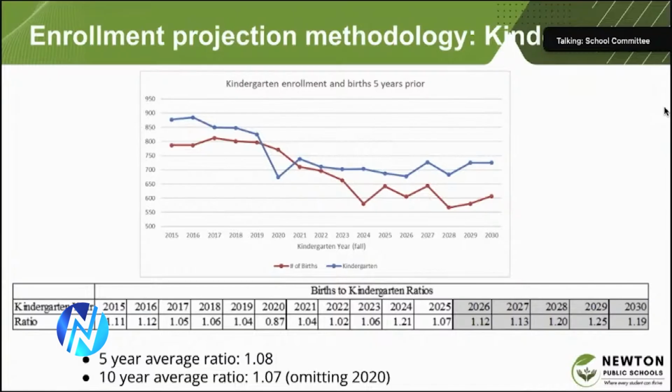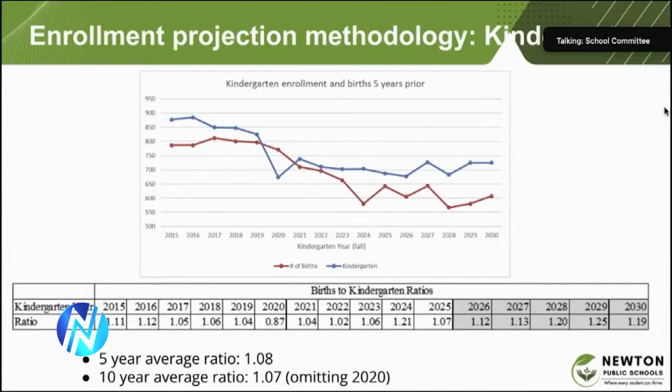And then the table below is basically calculating a ratio from the data that's in this graph. So you can see the year is the year that students started kindergarten, and then the ratio of births to enrollment is in the second row. Over the past 5 years, we've had an average birth to kindergarten ratio of 1.08 and a 10-year average ratio of 1.07, omitting 2020.